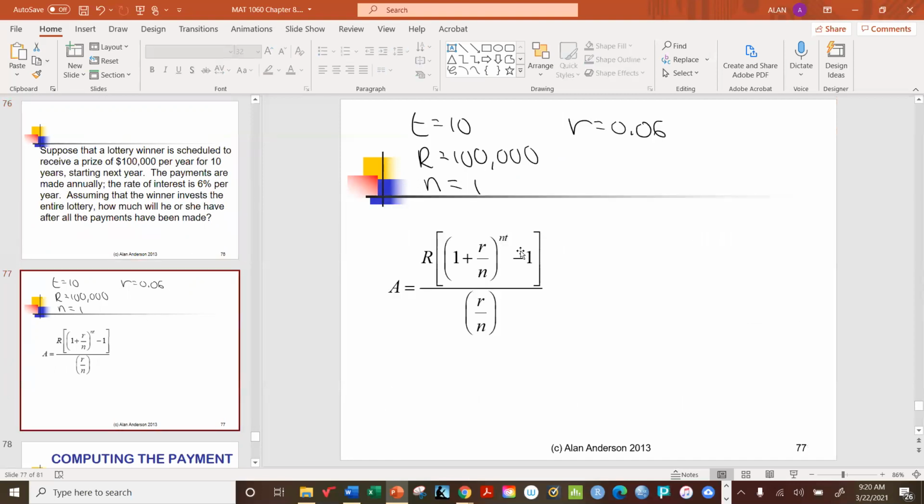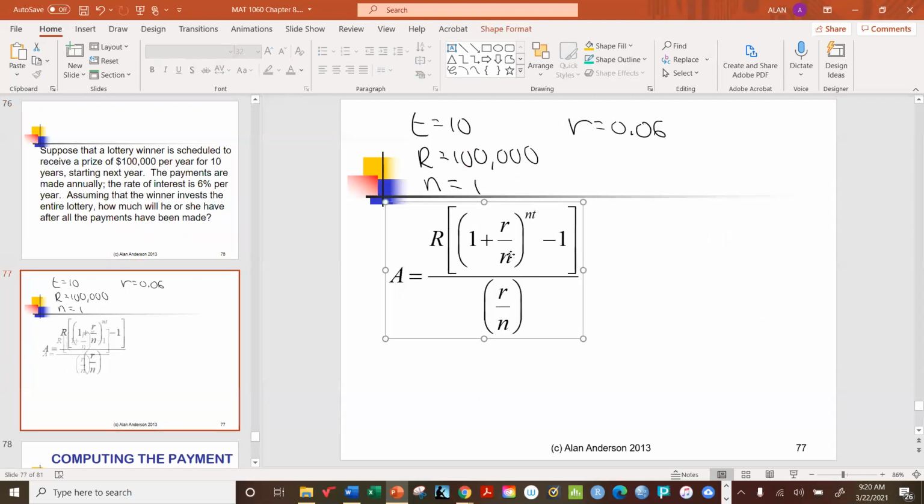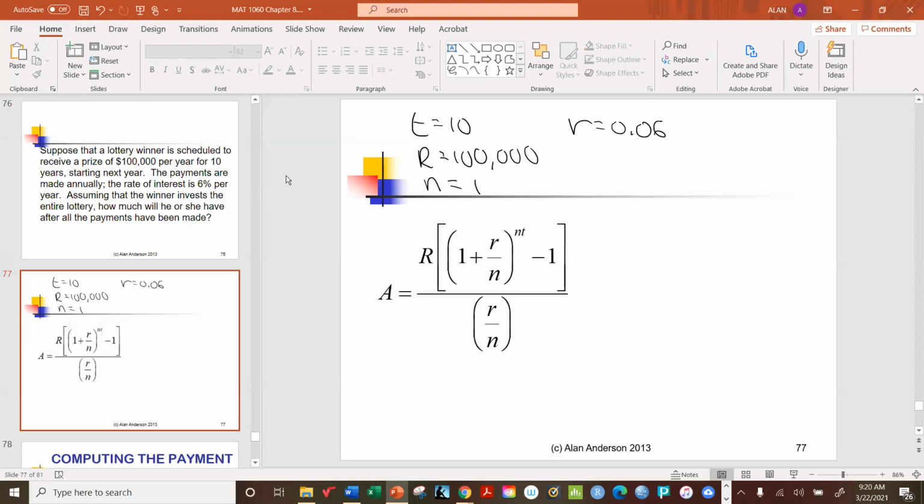How much will they end up with at the end of those 10 years? All right, so what you're going to do is plug in the numbers and then do the algebra on your calculator and see what you come up with. And here's a hint. The total payments will be worth $1 million. So your answer has to be more than $1 million.